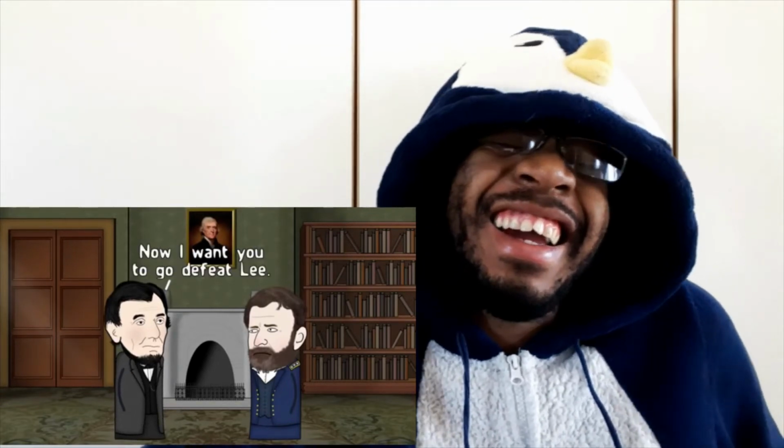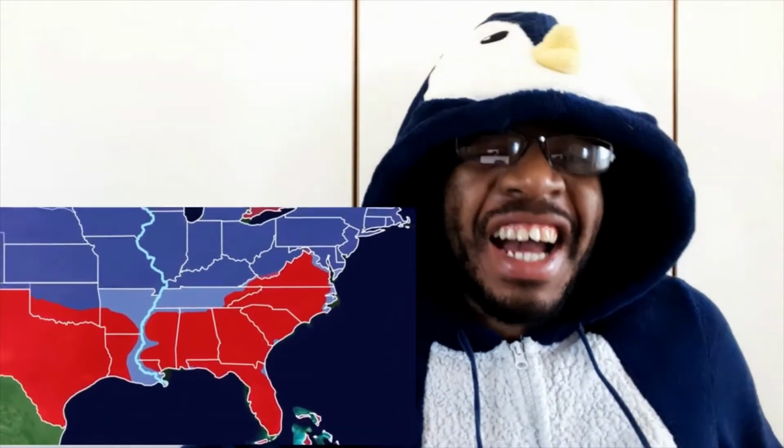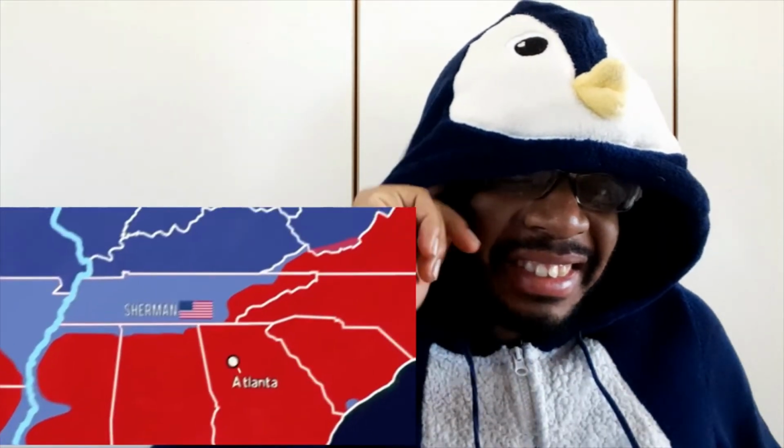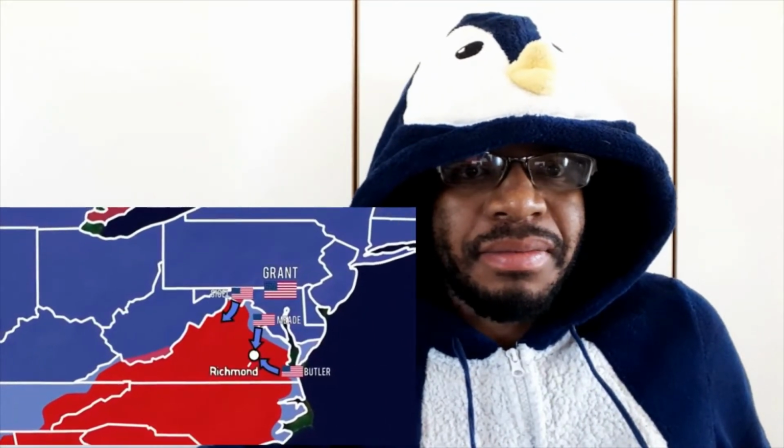So Grant was put in charge, and he came up with a new plan. He wanted to press the Confederates on all fronts, with General Banks to capture Mobile, Alabama, General Sherman moving south to Atlanta, and Grant joining the Army of the Potomac as they advanced through Virginia. In May 1864, that plan went into action.